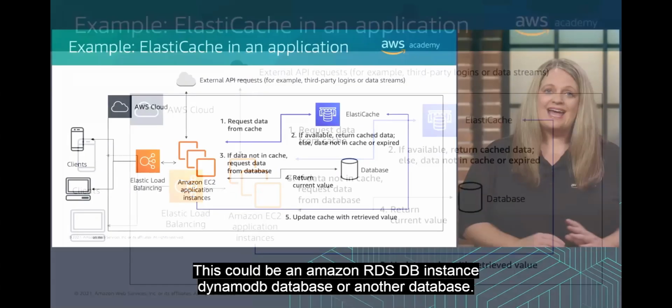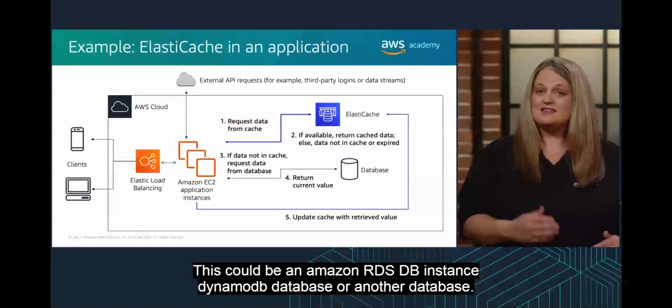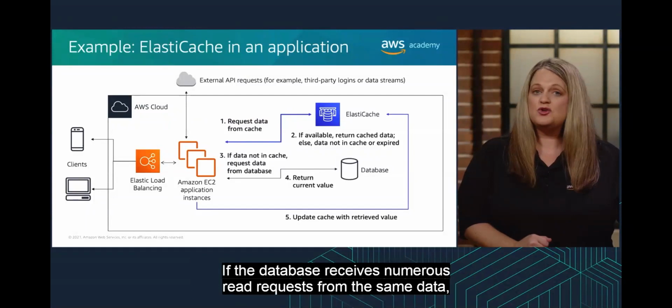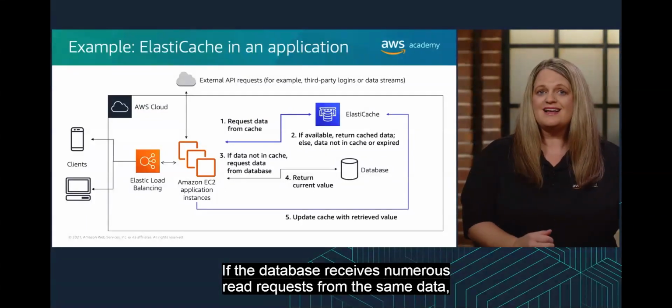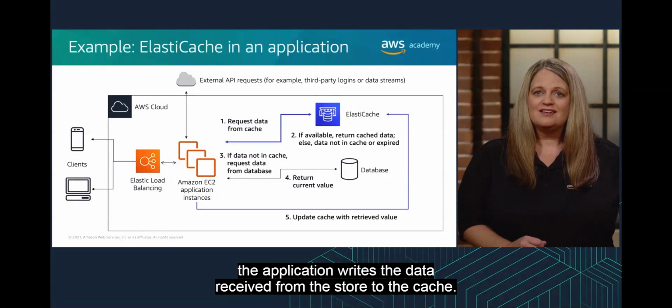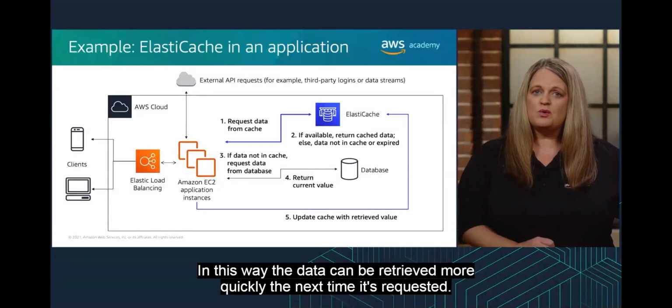This could be an Amazon RDS DB instance, DynamoDB database, or another database. If the database receives numerous read requests from the same data, the application writes the data received from the store to the cache. In this way, the data can be retrieved more quickly the next time it's requested.